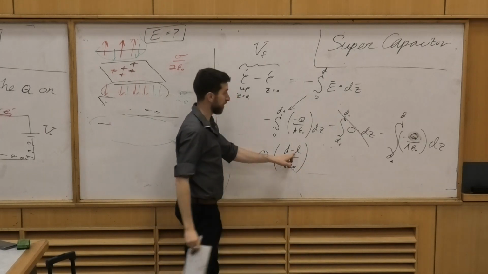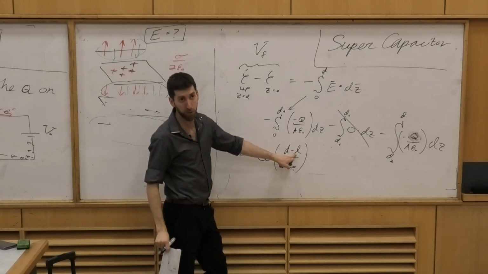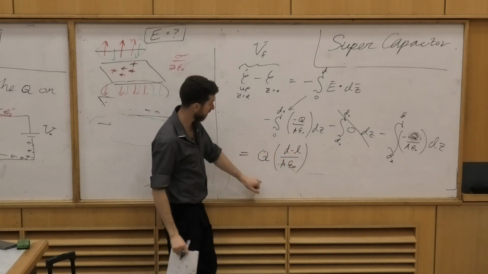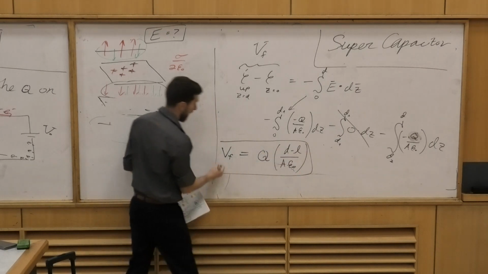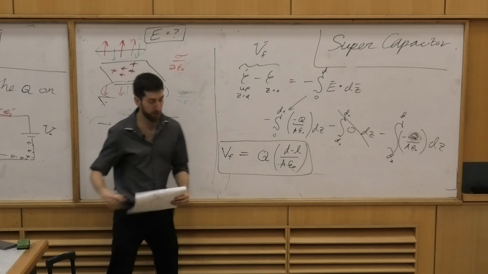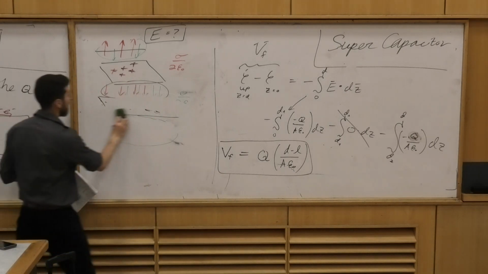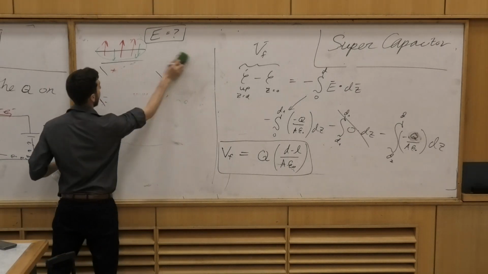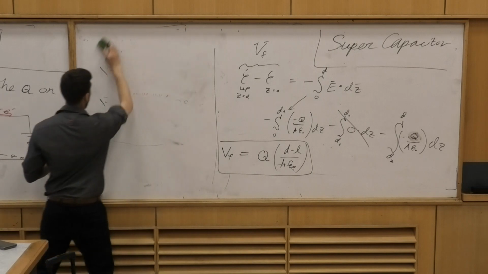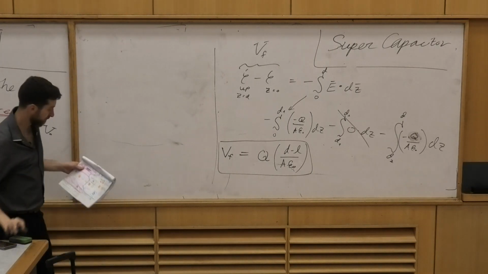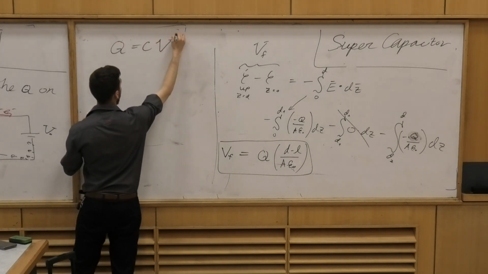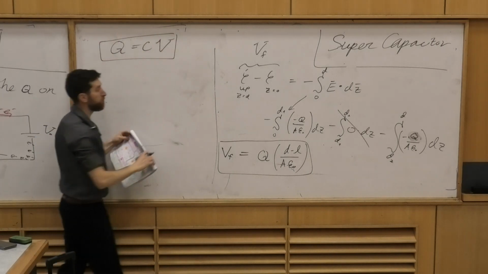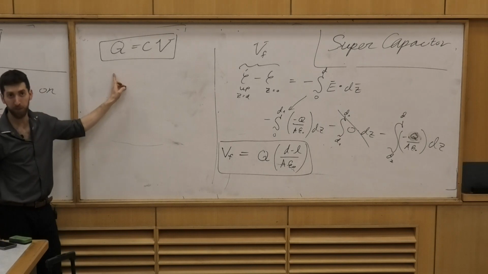And I did the same trick. I saw D1 minus D2 and I said it's minus L. Okay, and this is V final. And what I want to tell you right now is that I taught you a really important formula that we didn't use. I taught you this concept: Q equal to CV.